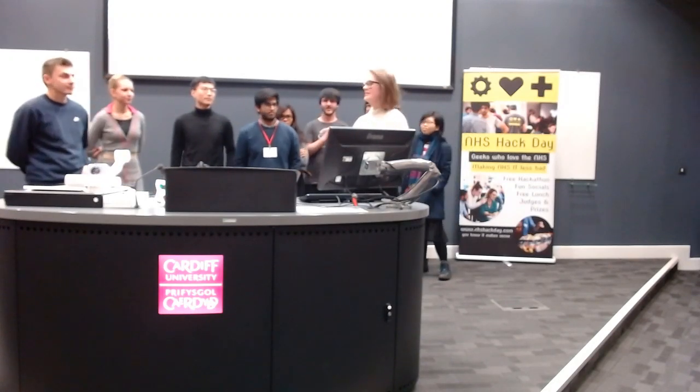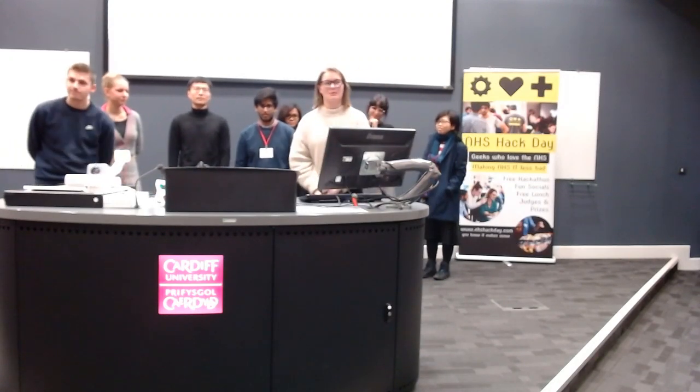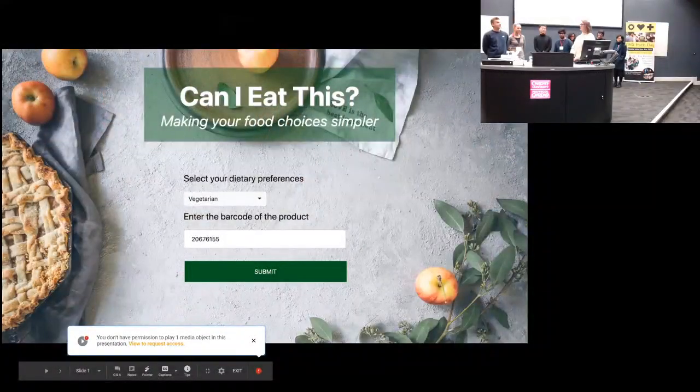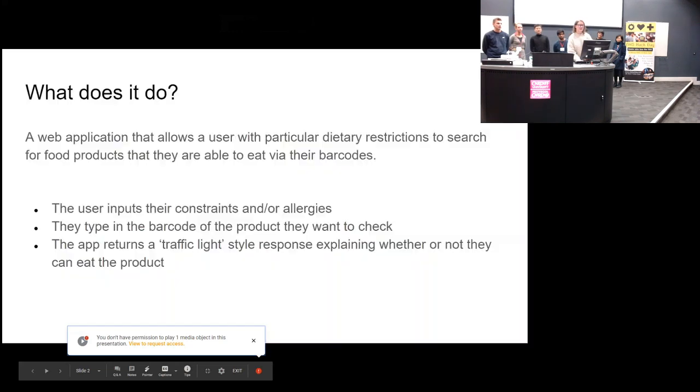So we're mainly data journalism students at Cardiff, so we're quite new to the developing side, but we've made a simple web application called Can I Eat This, which allows a user with various dietary restrictions to search for food products that they might be able to eat via their barcodes. The problem we were trying to solve was that it can be quite difficult on products to see whether they meet your requirements, and also if you have several requirements, if you're vegan and gluten-free, it can be quite time-consuming to check all of them.